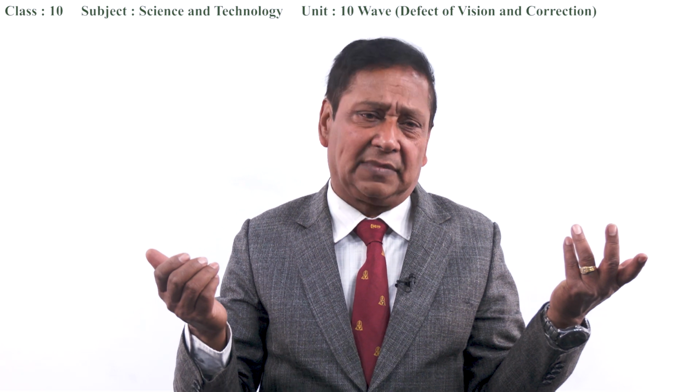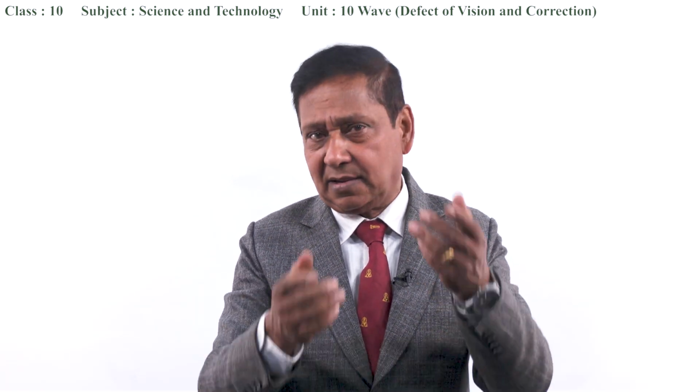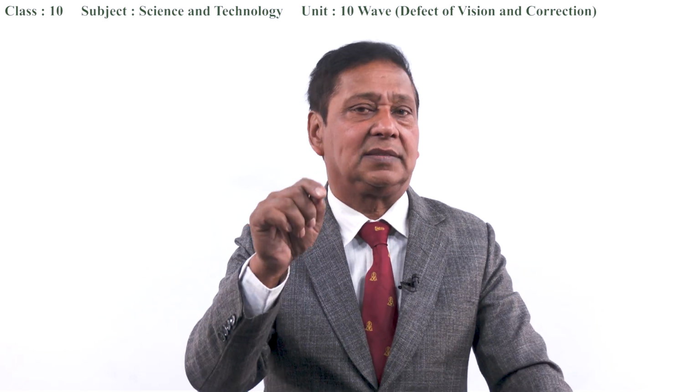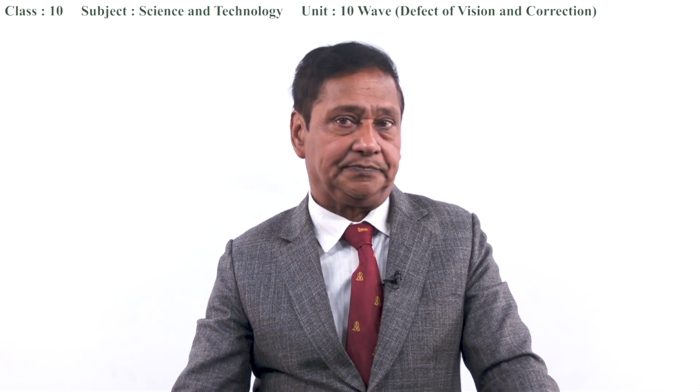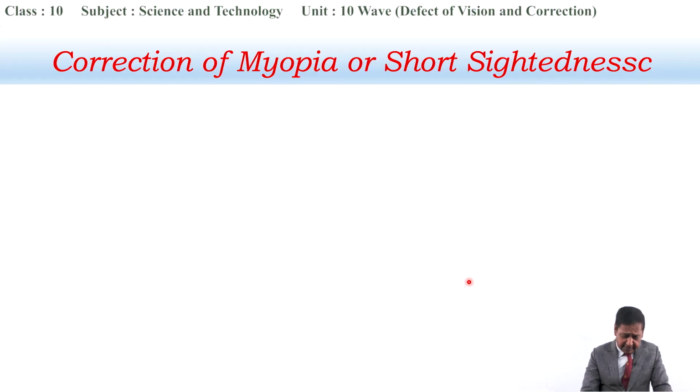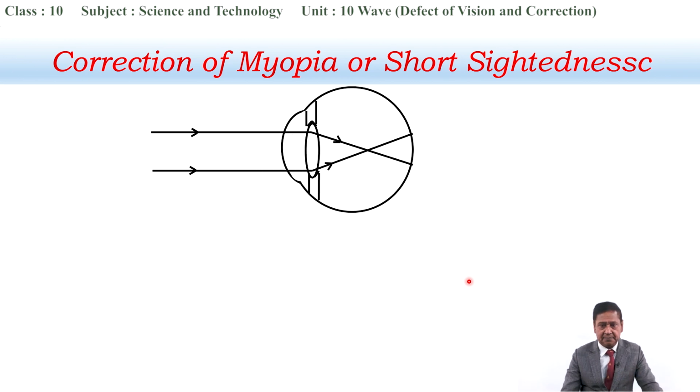Now the time came to talk about the correction. How can we correct myopia? Look at this, this is myopia. At this time, I'm not showing the light coming from the near object because the near object can be seen clearly. The major defect is that the distant object is not focused on the retina and not seen clearly.